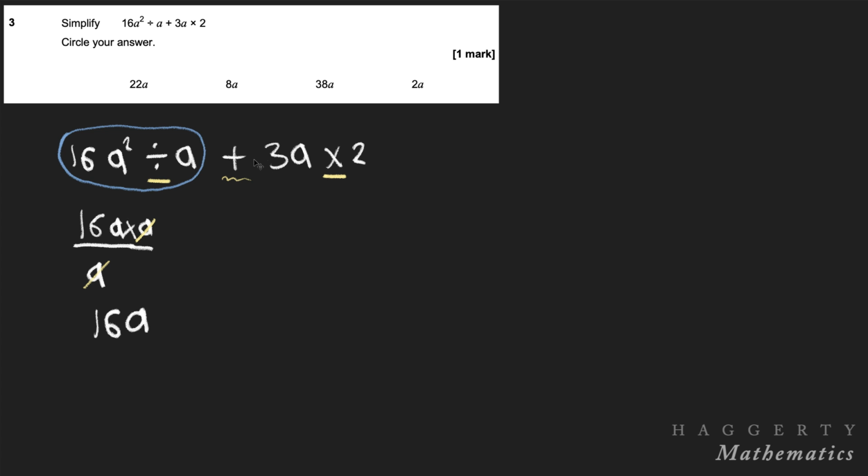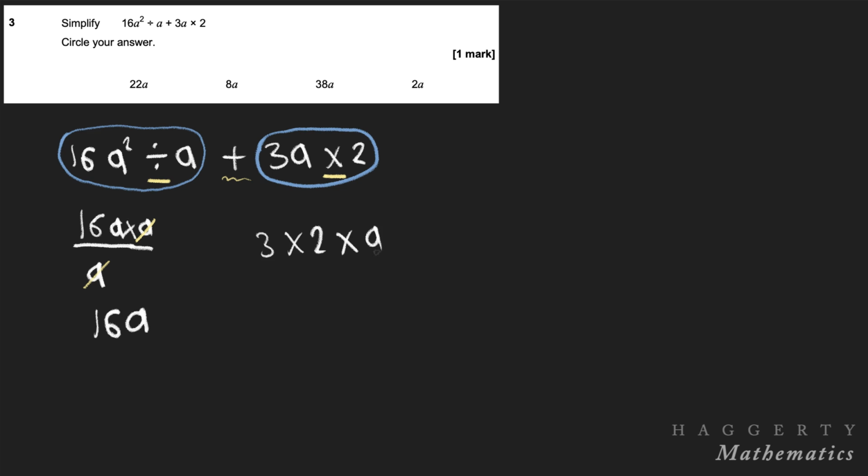What about the second term here, this 3a times 2? Well, 3a times 2, that's like 3 times a and then times 2. Because it's all being multiplied together, it doesn't actually matter what order you multiply it in. So you could quite easily think of that as just 3 times 2 times a.